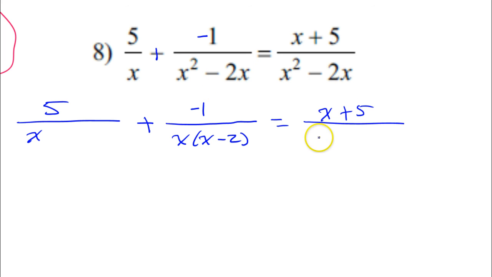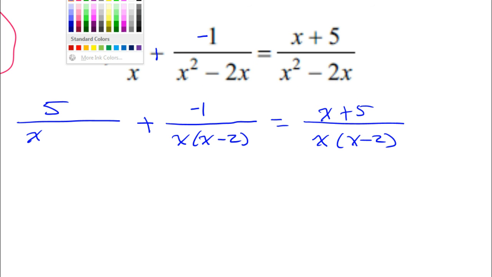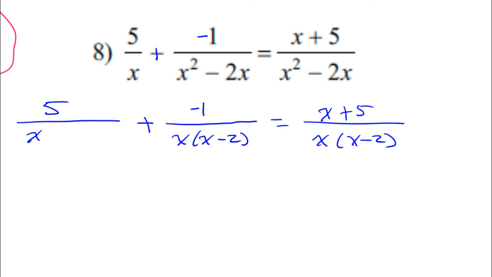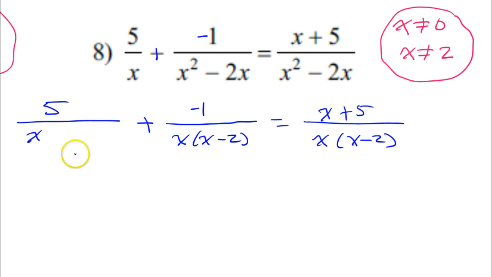This is identical, so again it'll be x times x minus 2. So now is a good time to say the excluded values. x cannot equal 0 because of the x, and x cannot equal positive 2 because of the x minus 2. Alright, so just make sure that none of your solutions are one of these.